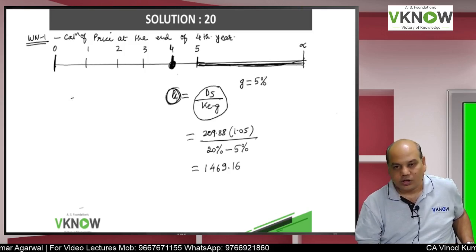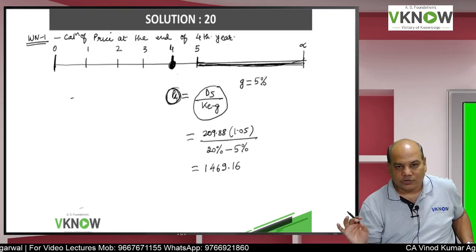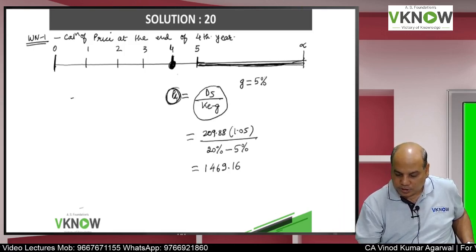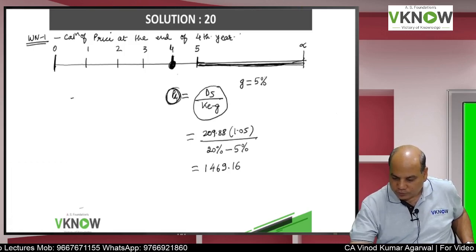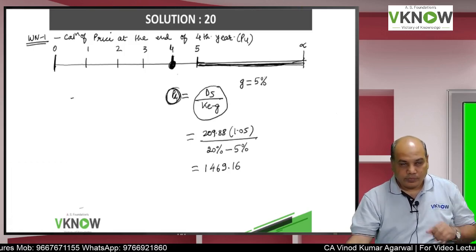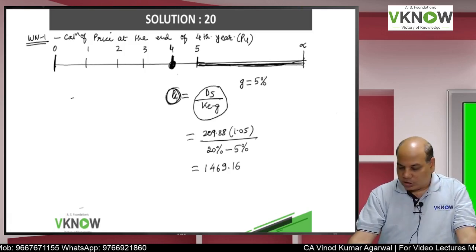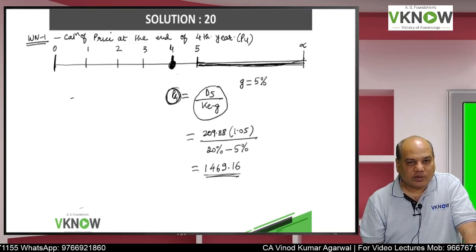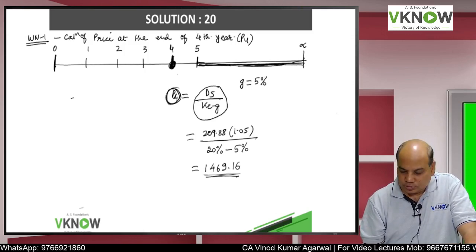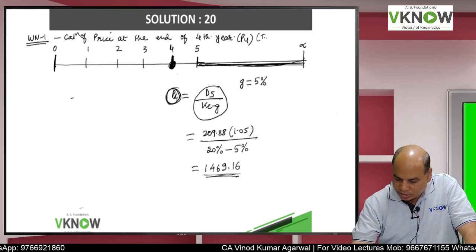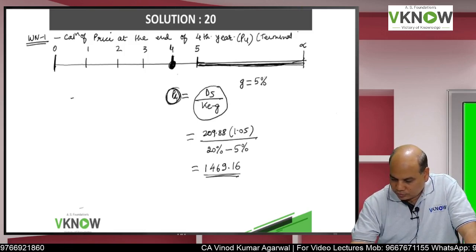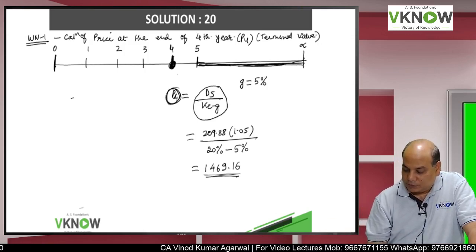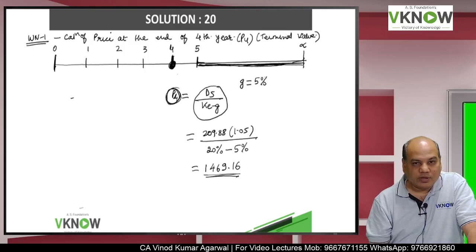So 1469.16 is the answer for P4. What is P4? P4 means the price of the share at the end of the fourth year. Now what will I do with this number? I'll bring it to my main table. This is a working note, terminal value. In brackets, write terminal value if you want to write. Whichever way you understand. But if you can't understand this, 5 marks will be lost.